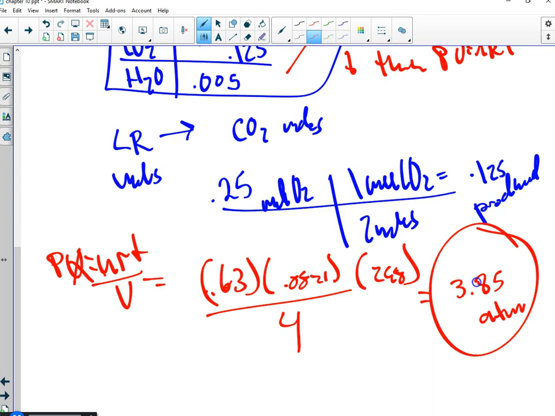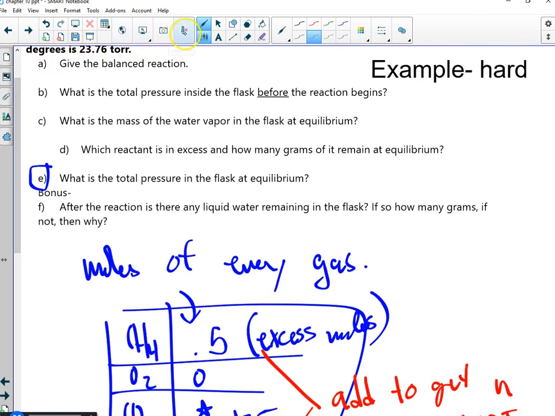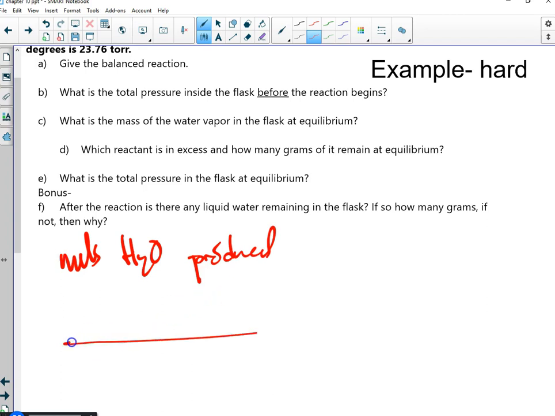Okay. It's good so far. Okay. The bonus question isn't too bad. We need to find the moles. And F has nothing to do with PV=nRT, really. Like it kind of does, but we already did that piece. So we've got to find the moles of H2O produced. And that's just another limiting reactant picket fence.